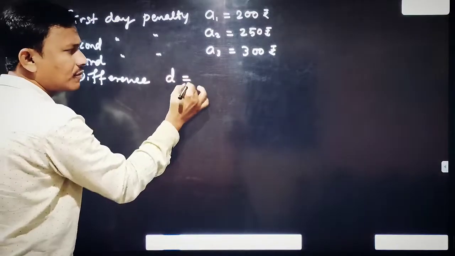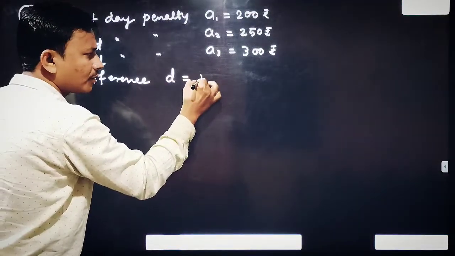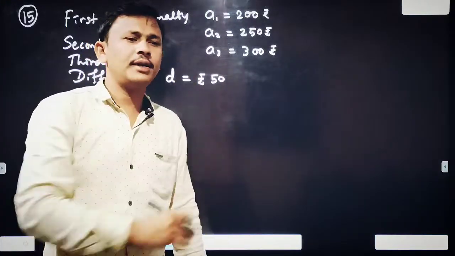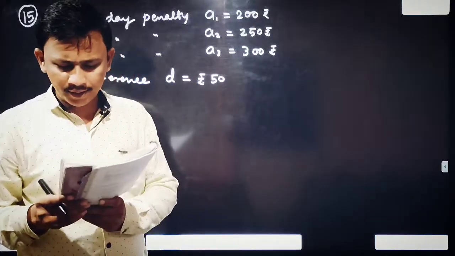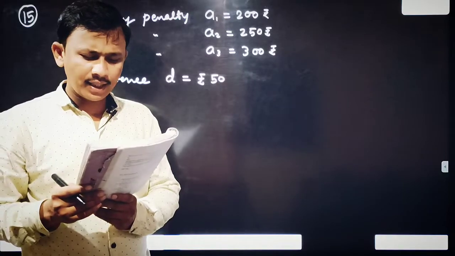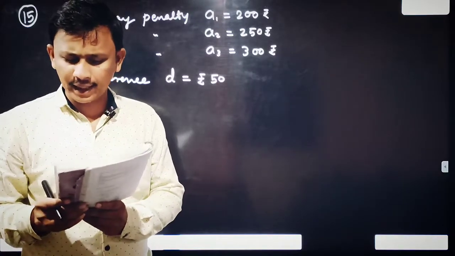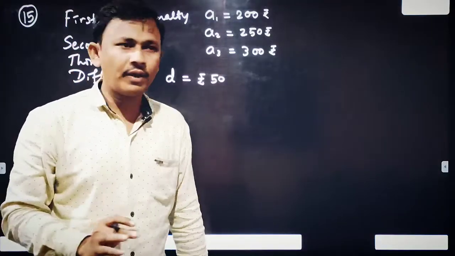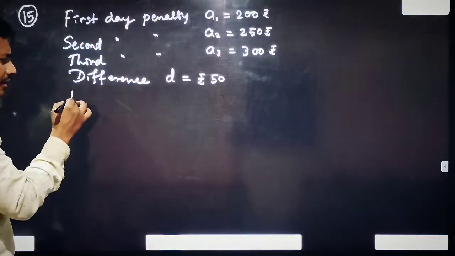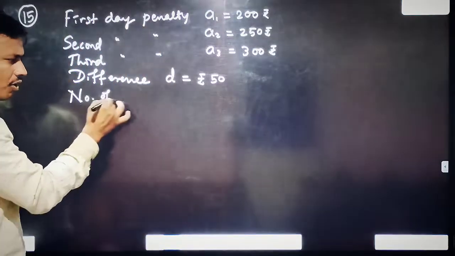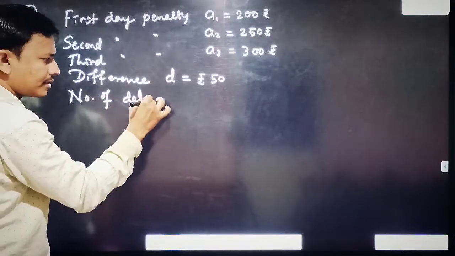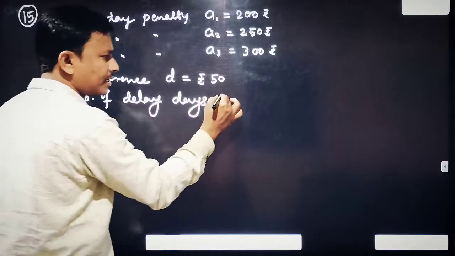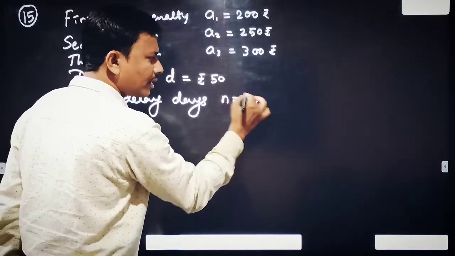Common difference D is equal to how much? 50 rupees. This is A1, A2, A3. What we need to find out? How much money the contractor has to pay as penalty if he has delayed the work by 30 days. Number of delay days n is equal to 30.